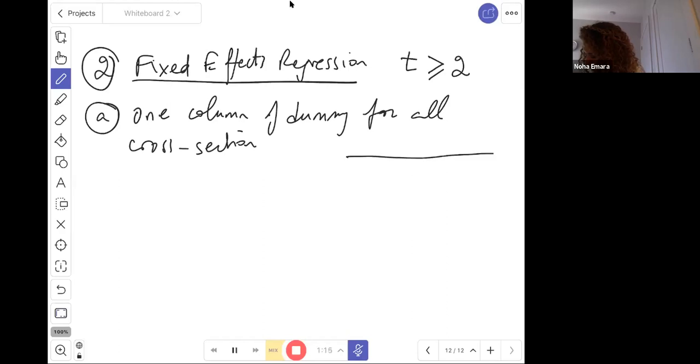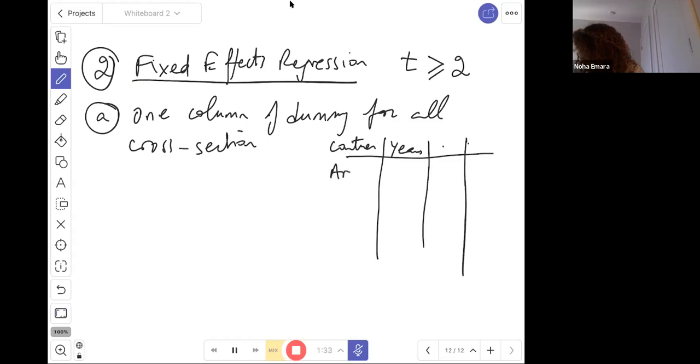So again, I do have a column for countries, and I do have a column for years, and I do have a column for Y, and I do have a column for X, and X1 and X2 and whatever. But let's focus on the fixed effects. So suppose I have, again, the same example, Argentina. And suppose I have 1980, 1981, 1982, 1983. And then again, this is repeated, Argentina 4 times.